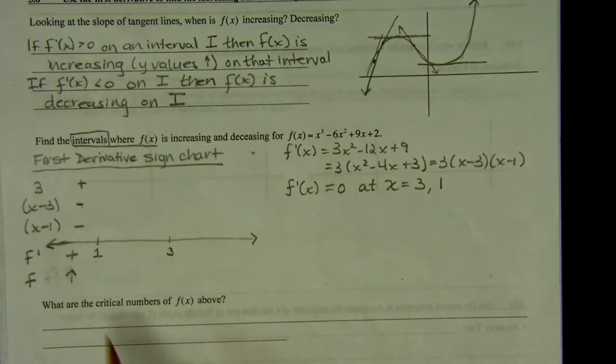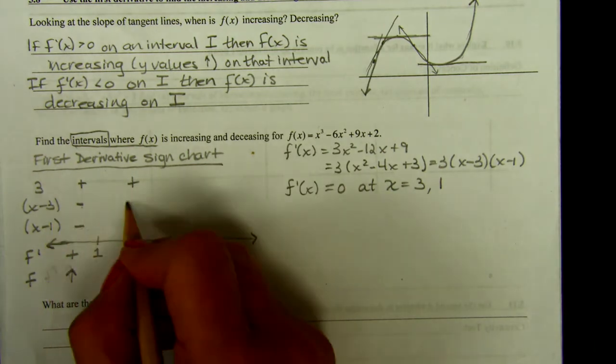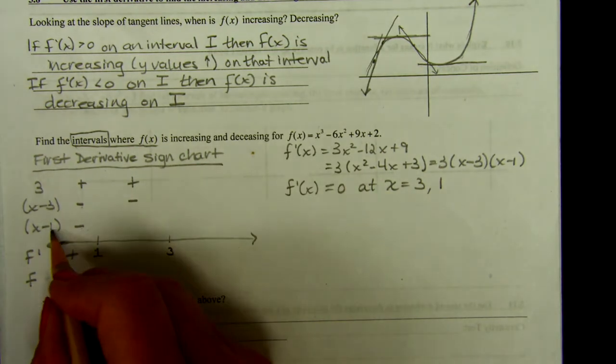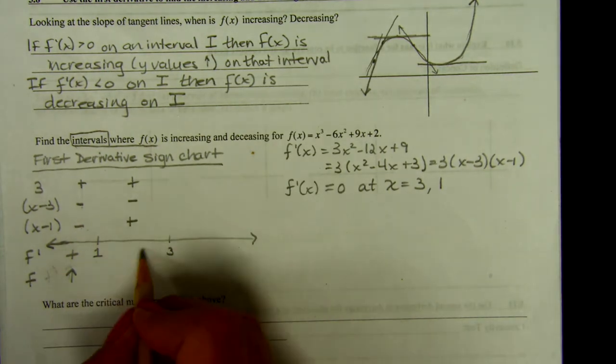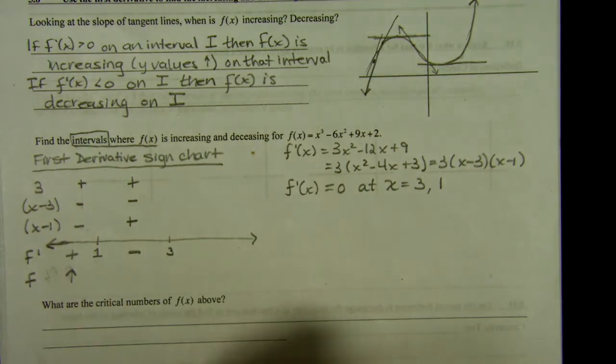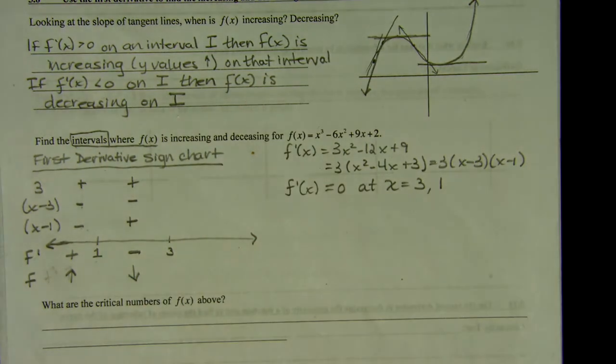All right, let's look between 1 and 3, and let's pick 2. Well, 3 is always positive. 2 minus 3 is a negative number. 2 minus 1 is a positive number. If I multiply those all out, the derivative is negative. Therefore, f is decreasing on that interval.